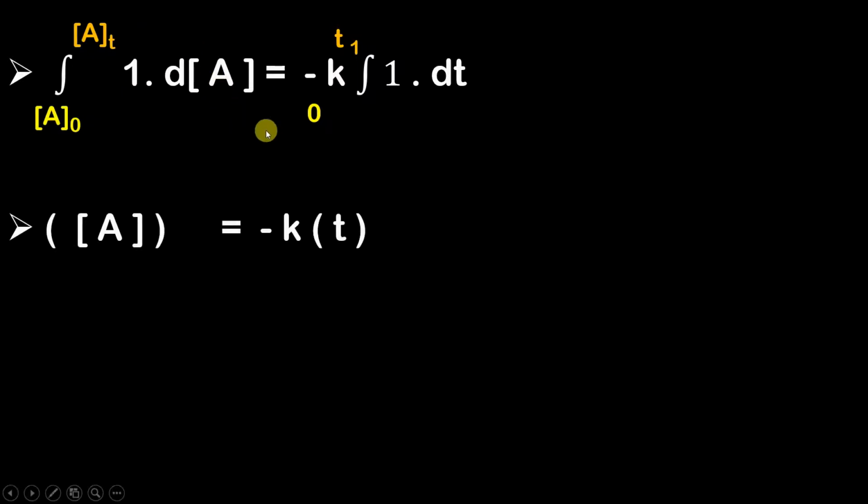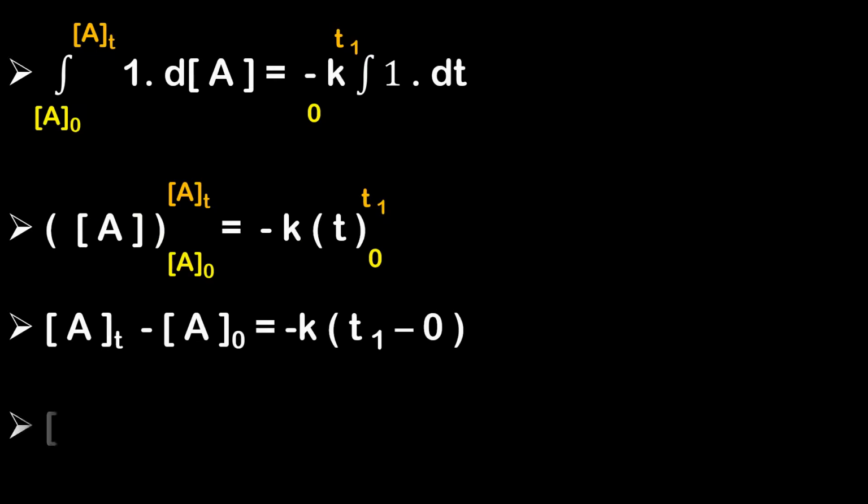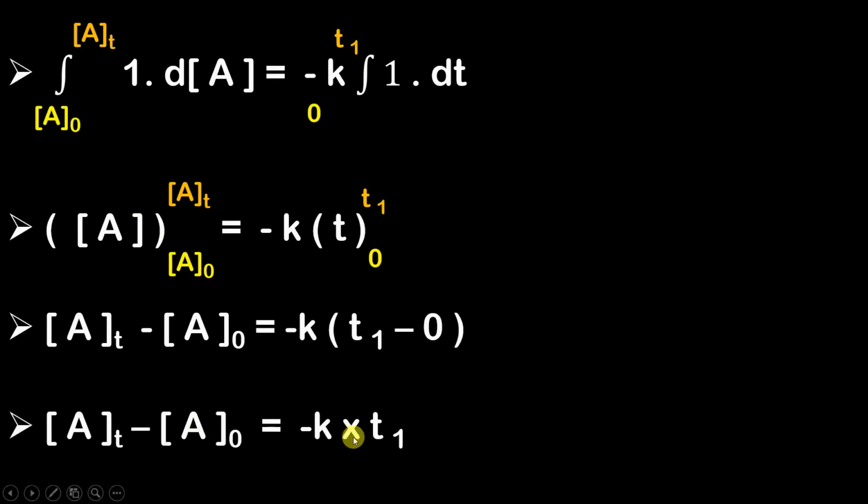So therefore, on the left hand side you will have molar concentration of A, and on the right hand side, if you observe, there is time. So integration of 1 with respect to dt is nothing but t itself. Okay, and don't forget to write the limits. Now just substitute the limits. So instead of molar concentration of A, just write At minus A naught over here, and instead of t we will just write t1 minus 0, upper limit minus lower limit, as simple as that. And finally we'll end up with somewhat this equation.